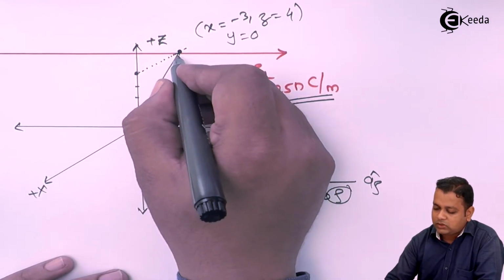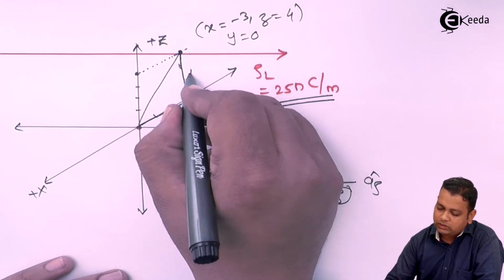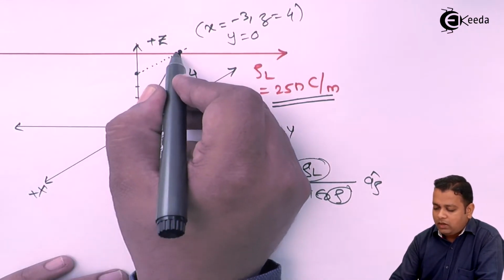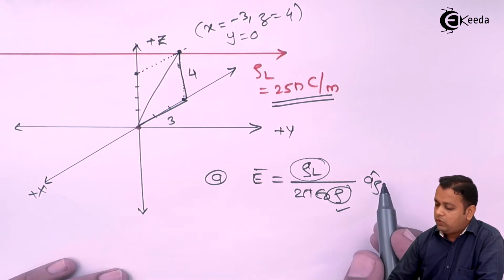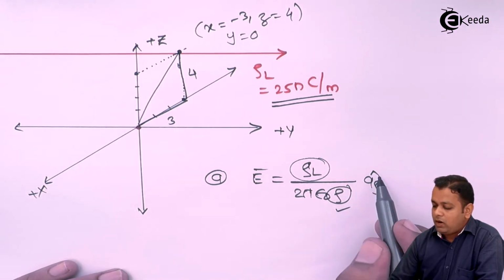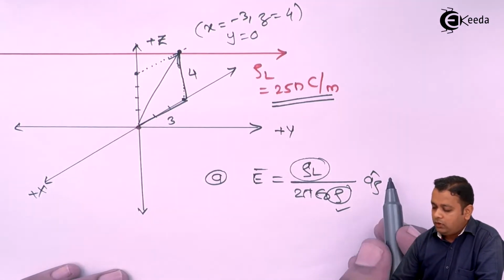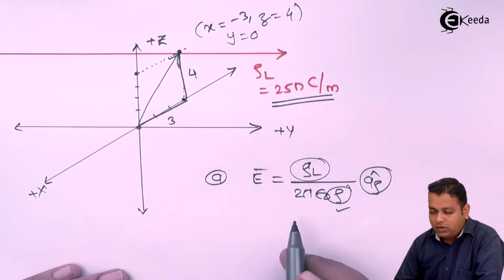So this has a triangle. This side has 3 units, this side has 4 units. As in the previous numerical, we are able to get the magnitude of this. We can substitute it here. We can have the vector divided by the magnitude. The vector will be like this. We can substitute it in the place of A rho cap. Rho L is already known to us.